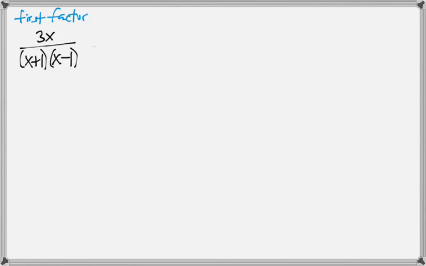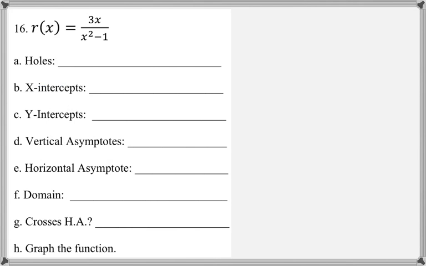Okay. Part A is talking about the holes, and that will occur if we have any factors that cancel. And we didn't have any factors that cancel. So there are no holes or no removable discontinuities.